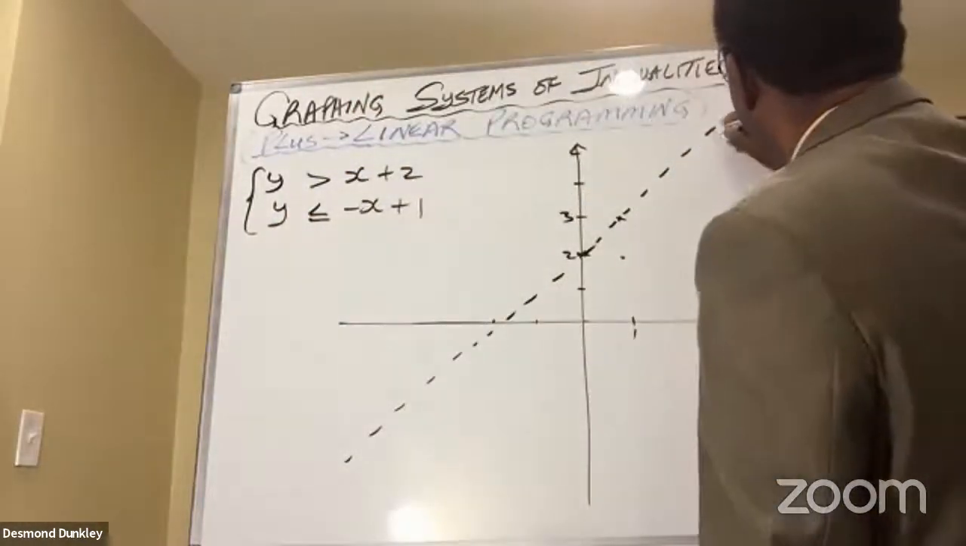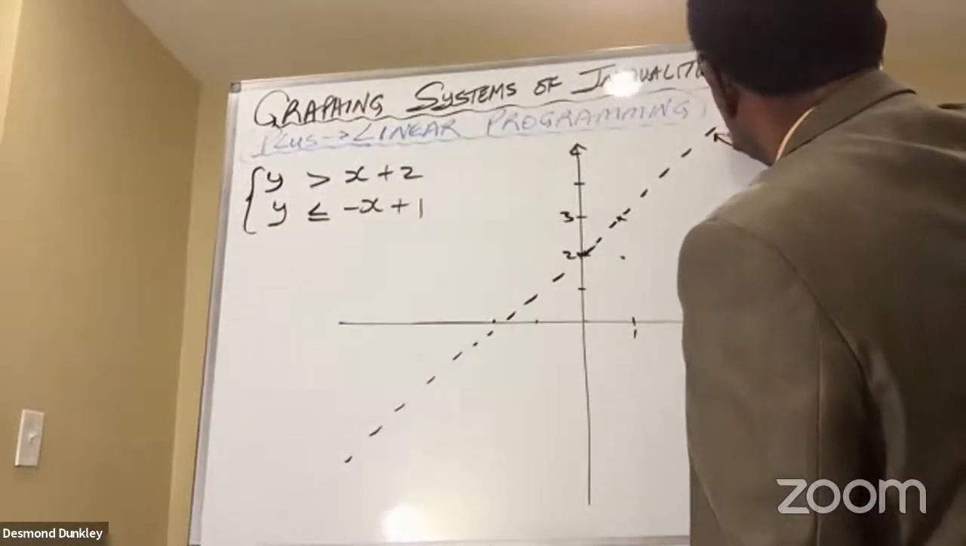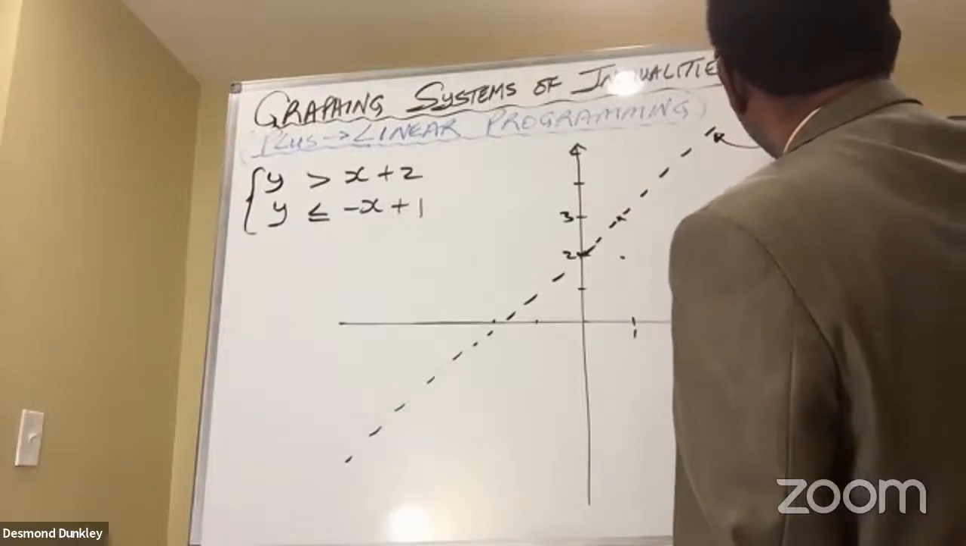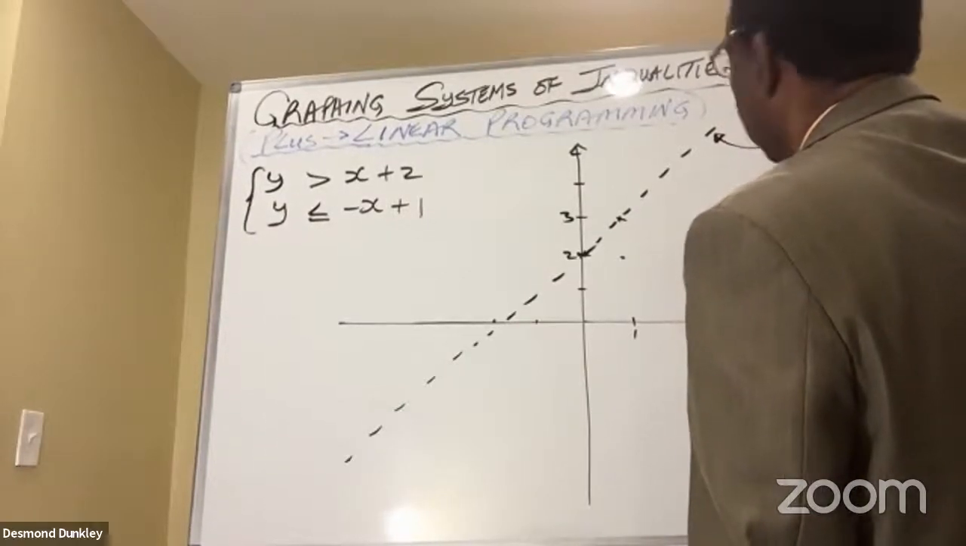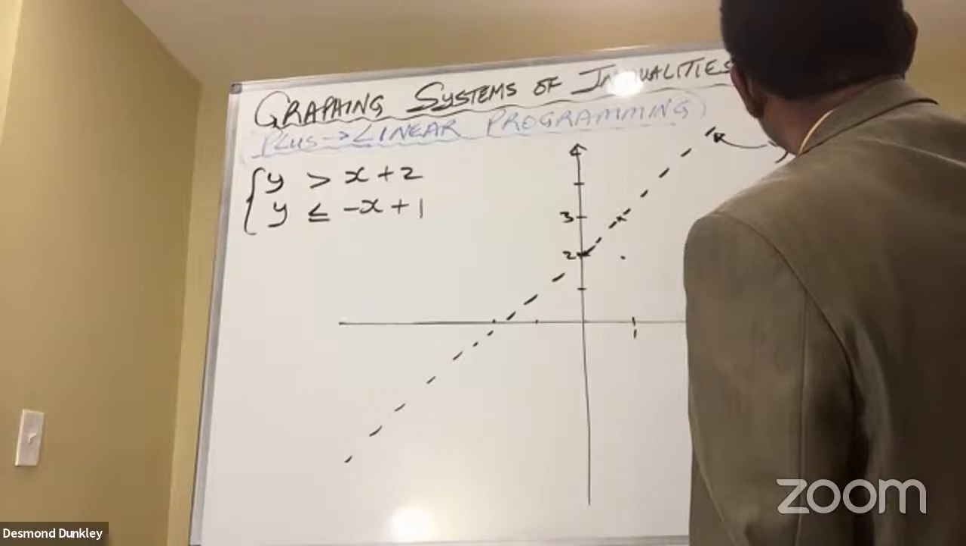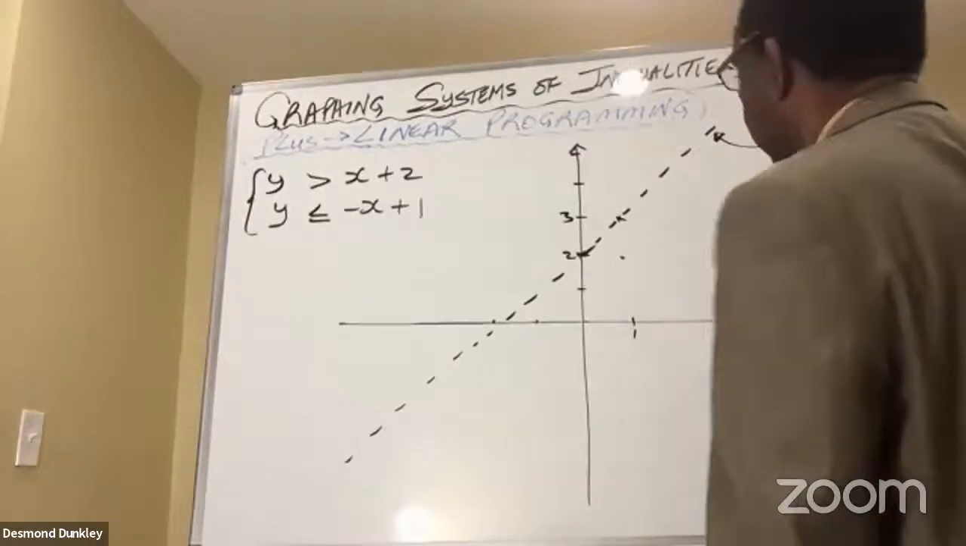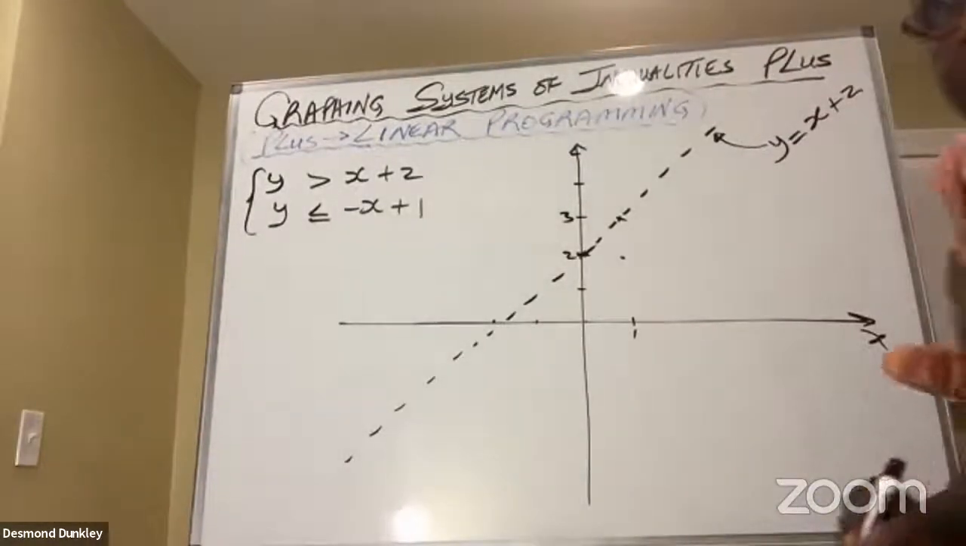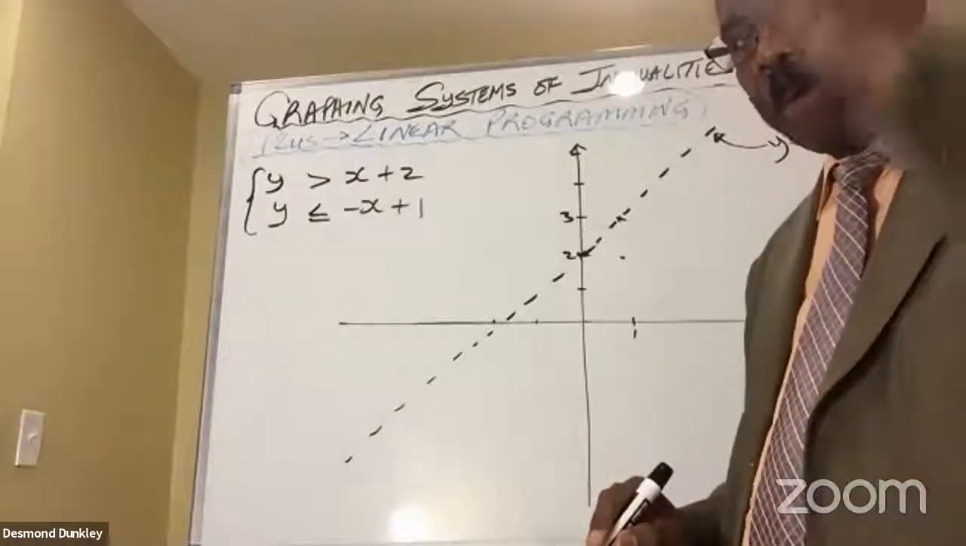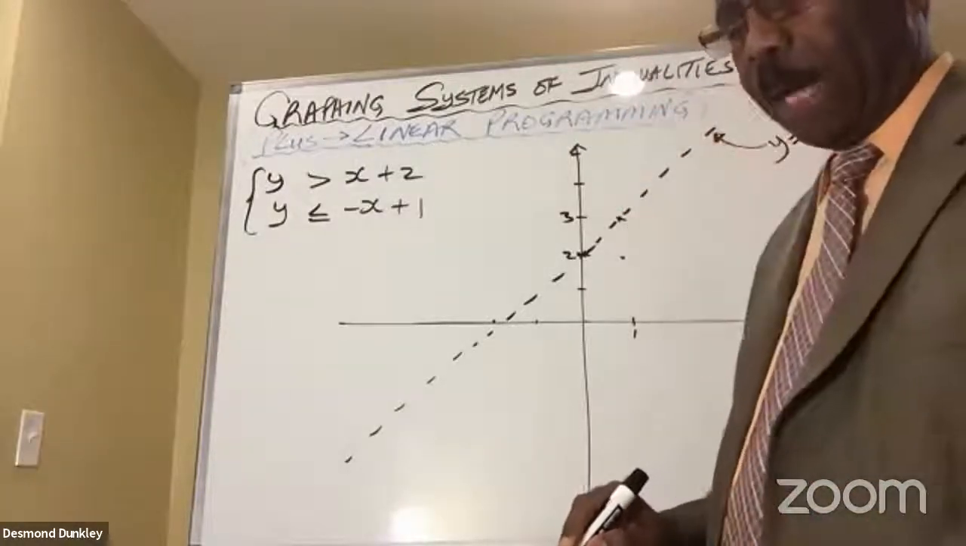This is the graph y equals x plus 2. So that's my first graph. We'll deal with the shading afterwards. Let's draw the graphs first, then we'll shade after.